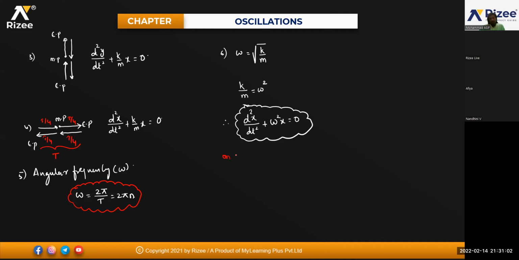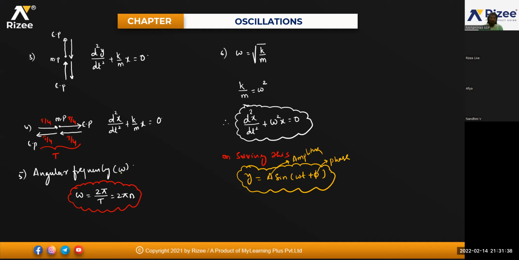So on solving this equation, we get y equals a sine omega t plus phi. This is your actual equation. A is your amplitude, omega is your angular frequency, t is your time, and phi is nothing but your phase.